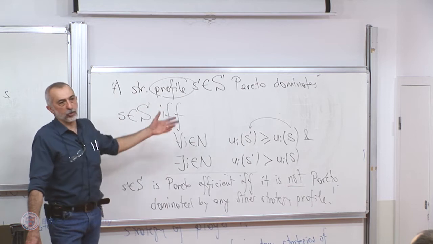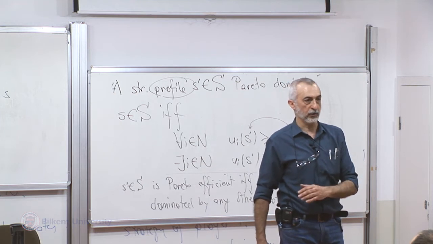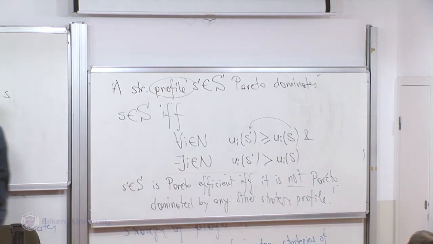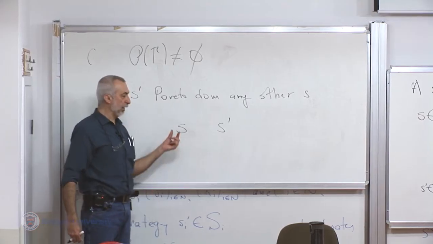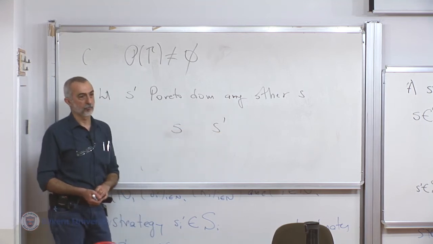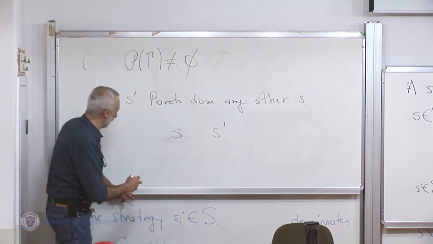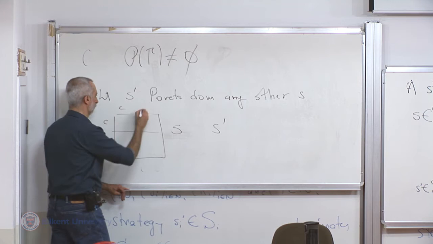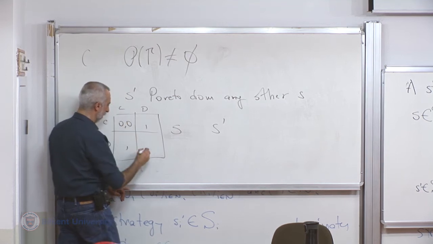Completeness. So ask yourself, is the Pareto domination relation complete? That is, take any pair of strategy profiles. Can we always compare them? That is, is it the case that S Pareto dominates S prime or S prime Pareto dominates S? They can be incomparable, right? So for example, again, let me write the prisoner's dilemma. I'll just write simple numbers here.